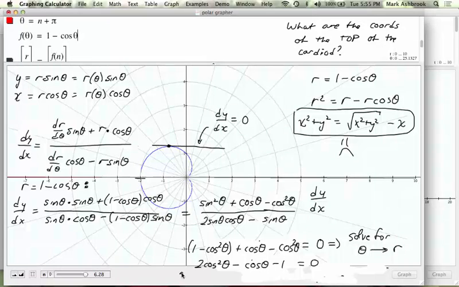Does it factor? I think it does. Minus 1 plus 1. There we got it. Okay, did I lose you?